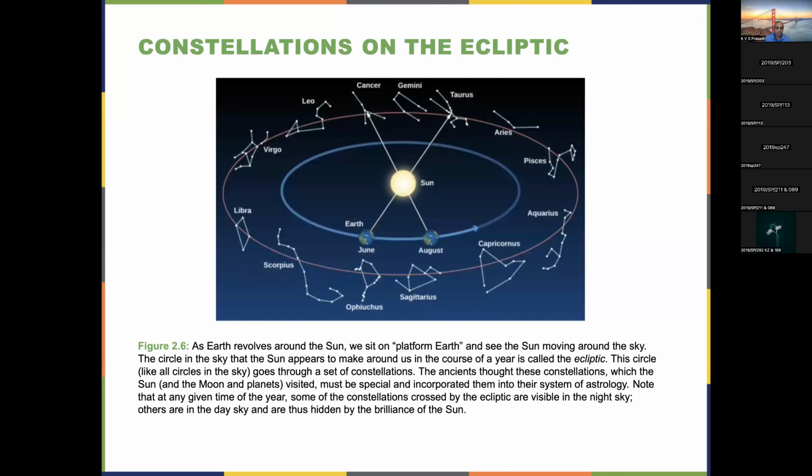And the other thing is, when the Earth revolves around the sun, since we sit on a platform on the Earth, we see the sun moving around the sky, right? So that's what we usually see. The sun is moving around the sky. So this name ecliptic came as the circle in the sky that the sun appears to make around us in the course of a year is called the ecliptic.